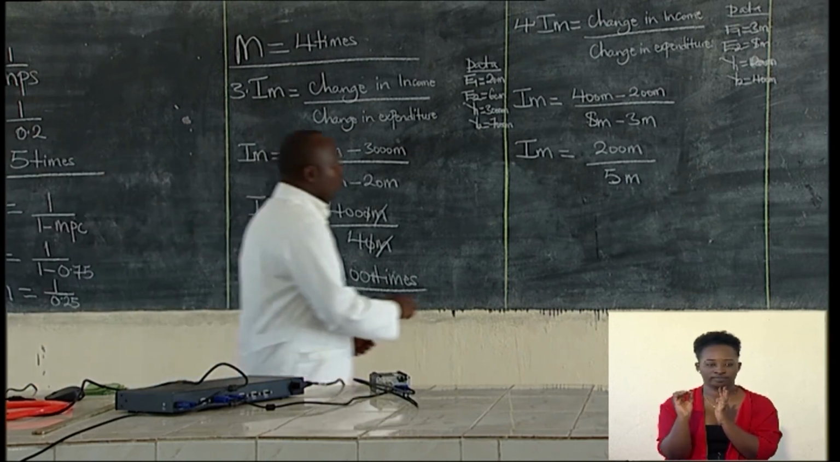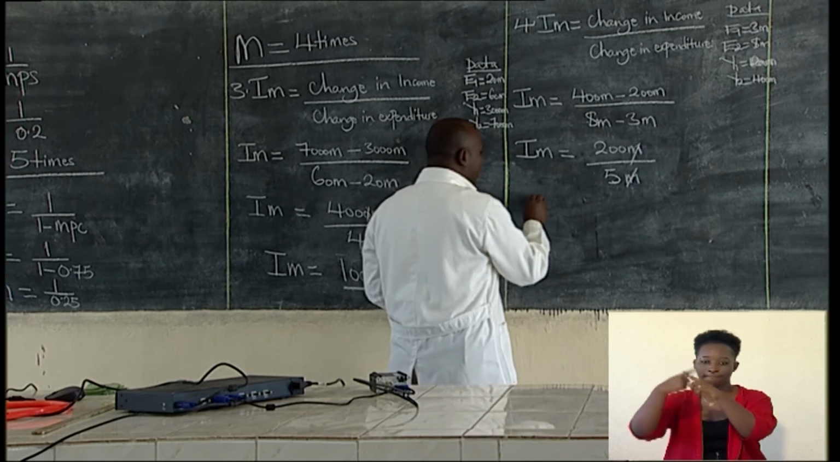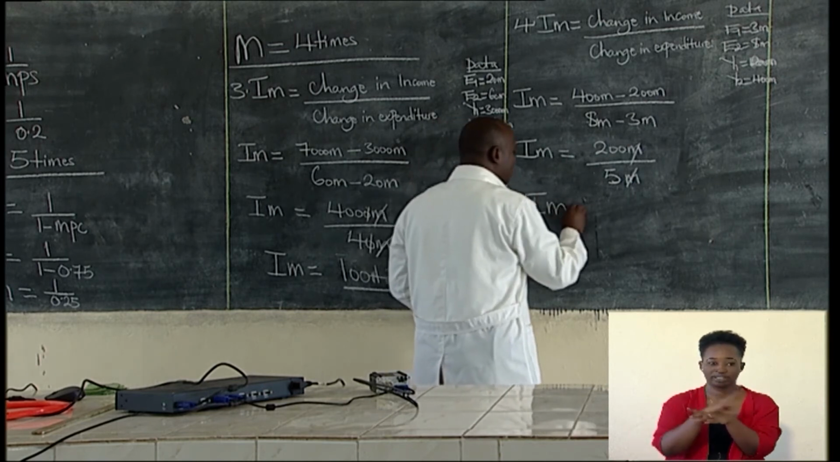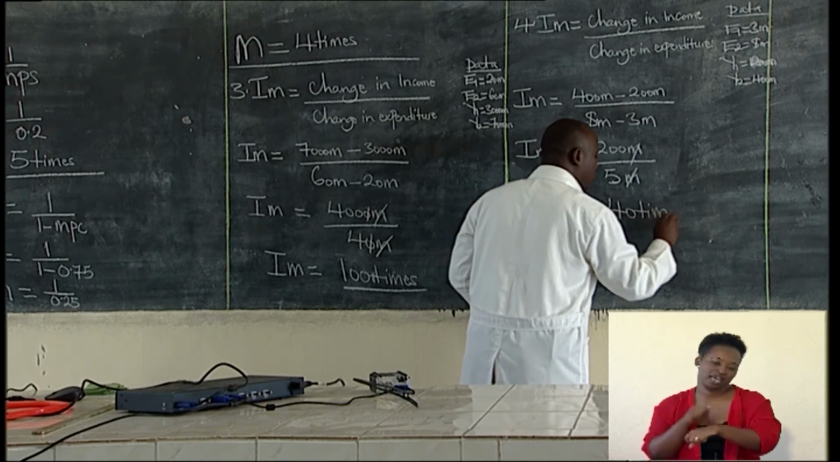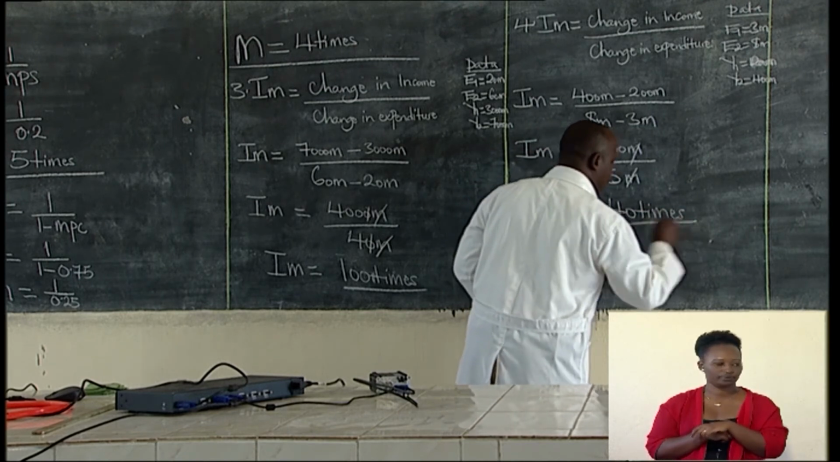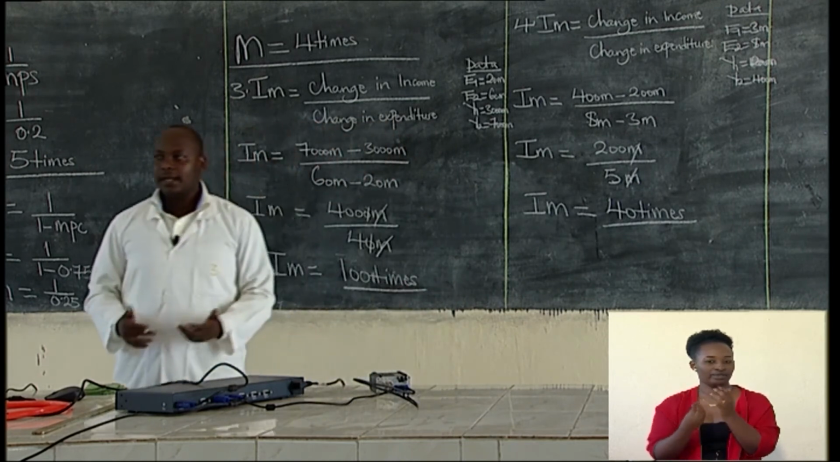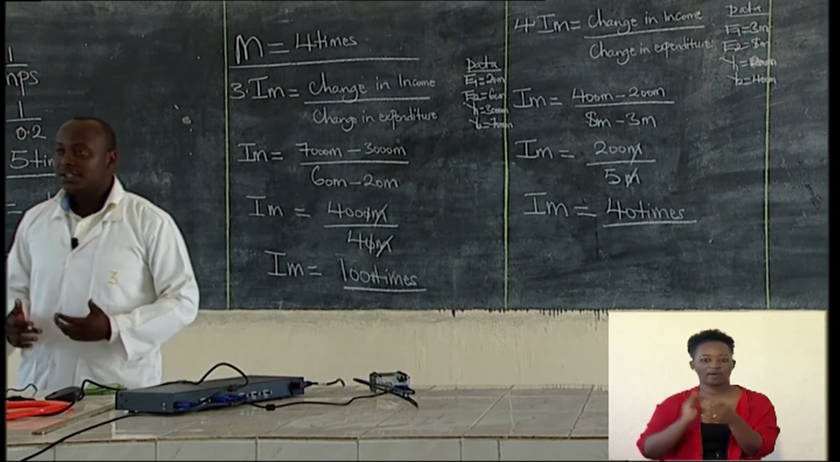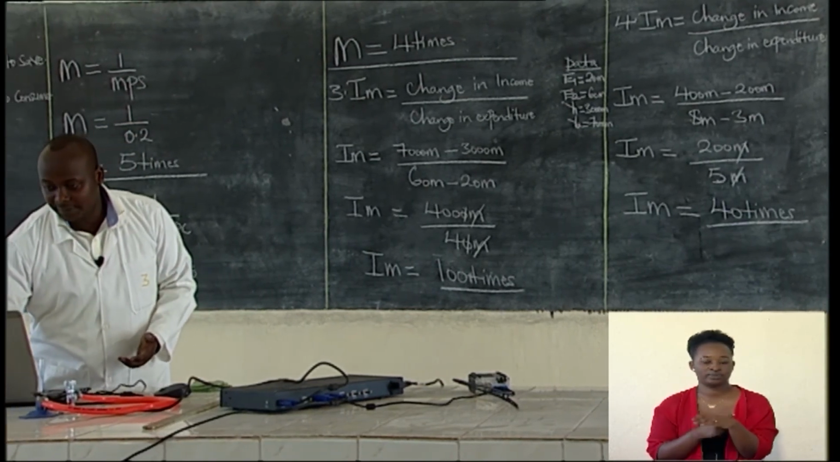40. Now, our investment multiplier is equal to 40 times. That is how we calculate the investment multiplier. Now, our investment multiplier is 40 times.